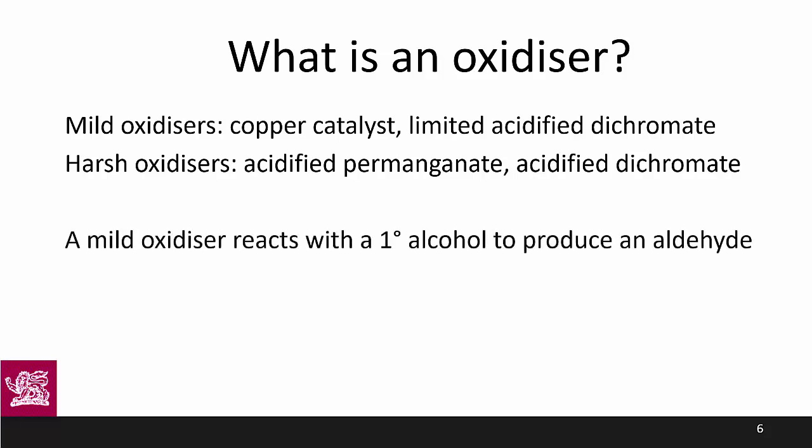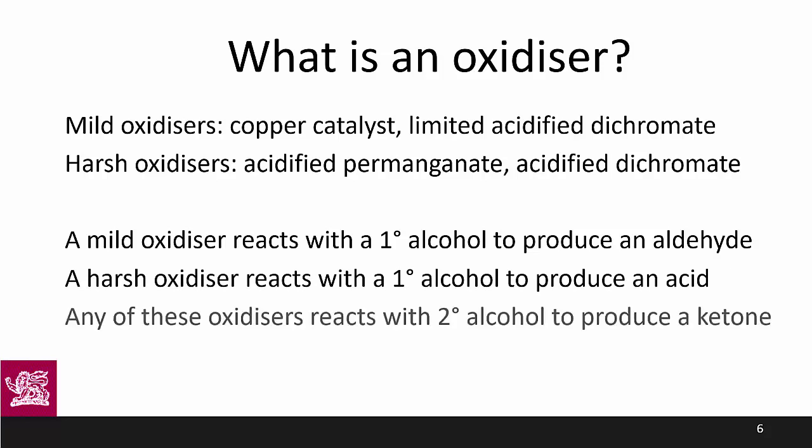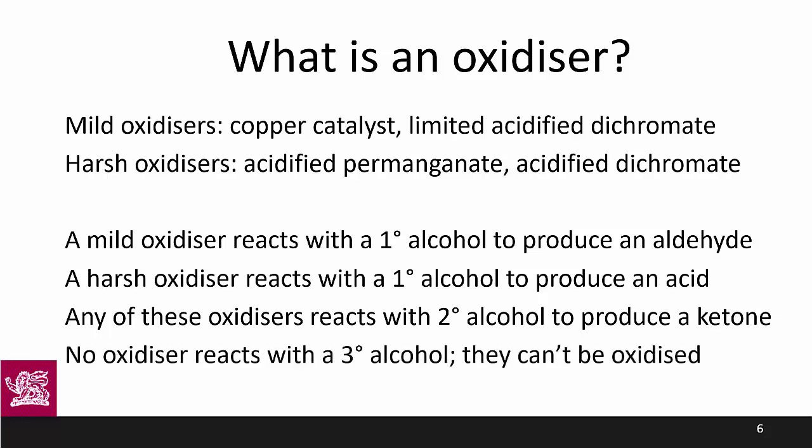Mild oxidizers will react with a primary alcohol to produce an aldehyde. A harsh oxidizer will react with a primary alcohol to produce a carboxylic acid. Any oxidizer, either mild or harsh, will react with a secondary alcohol to produce a ketone. And as we've said, no oxidizers will react with a tertiary alcohol. Because they don't have an alpha hydrogen, they can't be oxidized.